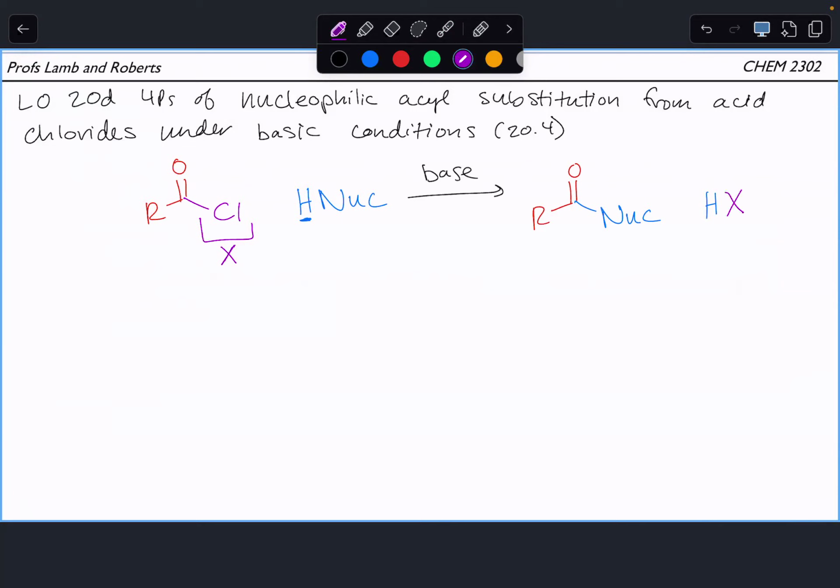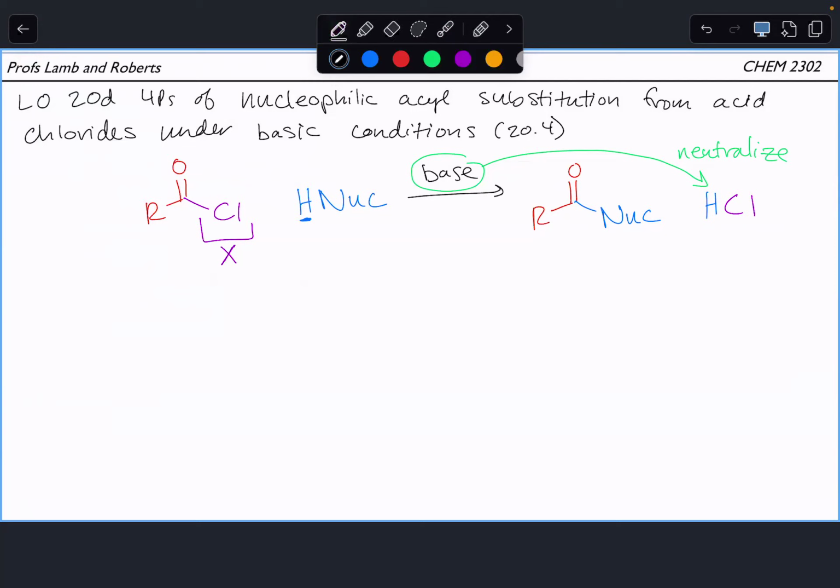But you don't actually get HX, right? This is the whole point of having it under basic conditions, is that base is going to neutralize. I guess, sorry, in this case, it would be HCl, right? Because we're talking about acid chloride specifically. So you're not actually making HCl because we have basic conditions. The base is going to neutralize the HCl, right? Strong acid, put in base, it's going to neutralize. Okay, so that's our generic form, remember, okay? So acid chlorides. So let's talk about some specifics.